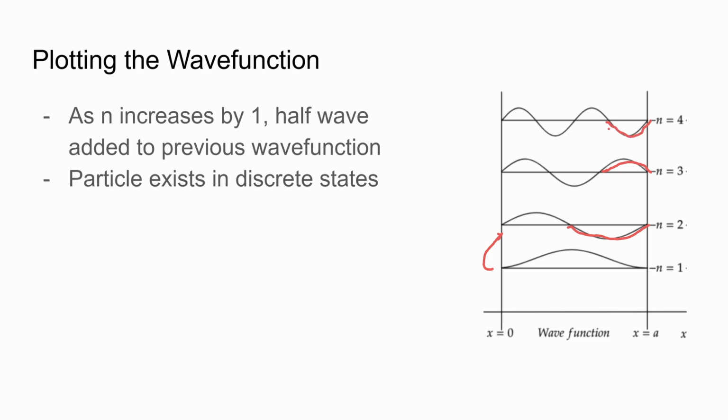And as we can see, our particle can only exist in a set of defined states. It can't exist in some sort of in between. There can't be 1/4 of a half wave or 1/3 of a wave added. It's always going to be increasing in increments of a half wave. So this has important consequences. These defined states mean that energy is going to be quantized, and we can actually solve for how to calculate our energy.